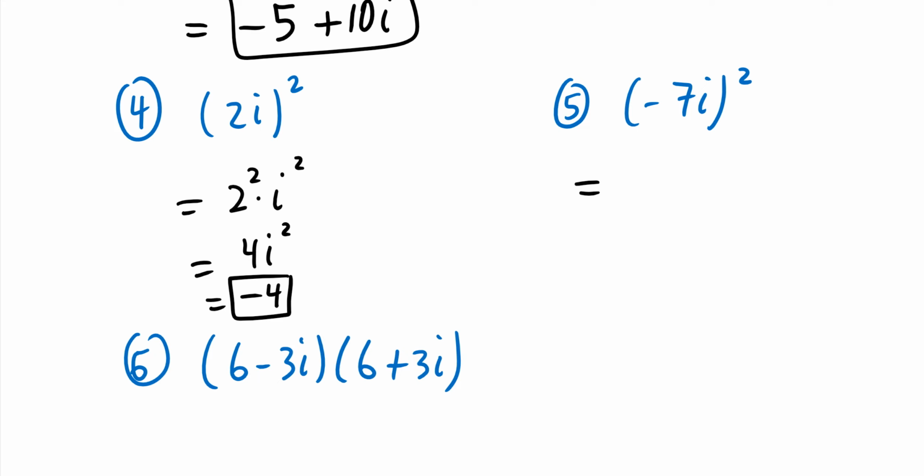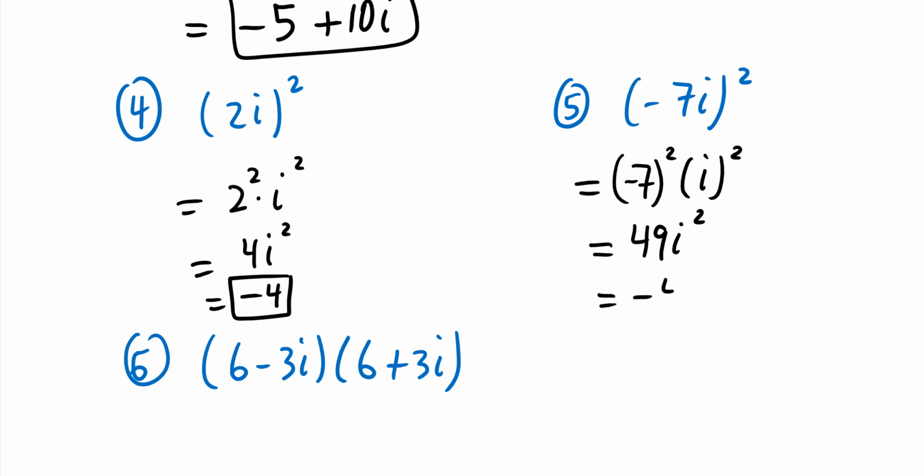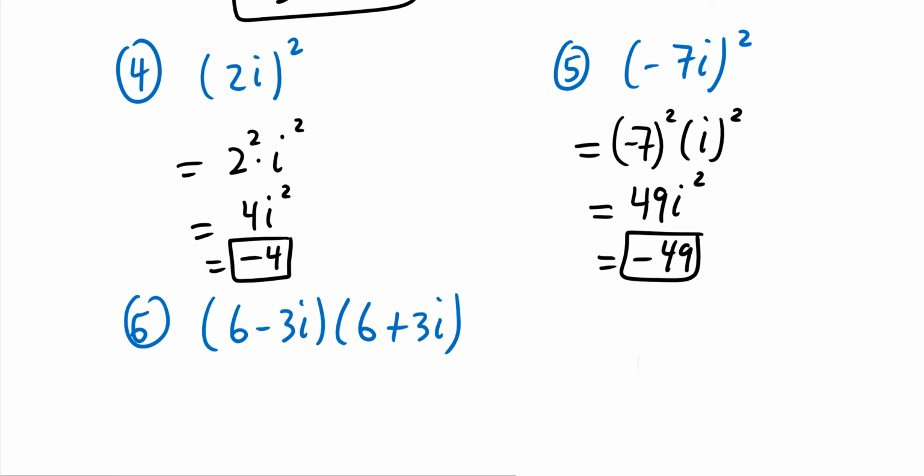Same thing here. You're going to square the negative. That becomes positive. Or you can do it like this, times i squared. That's 49i squared. But i squared is negative 1, so that gives us negative 49.